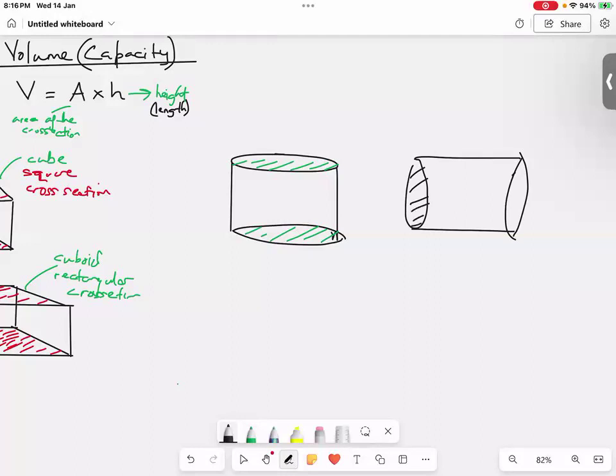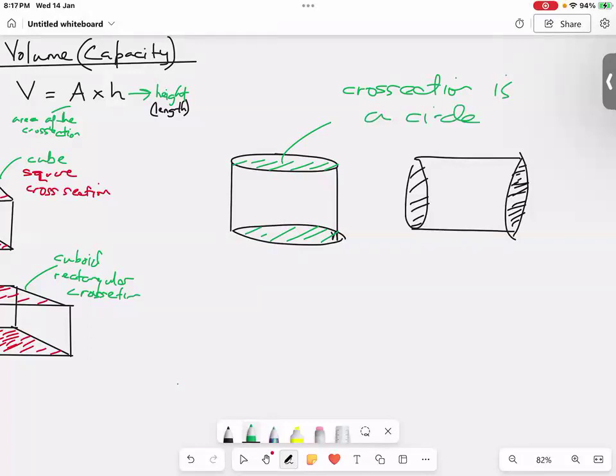The point is that when it comes to the cross section of a solid, there has to be two of them. There has to be two identical shapes. So in this case, for that cylinder, it's at the side and the side. So why do we call this a cylinder? Well, we call it a cylinder simply because the cross section is a circle. So that's why it's called a cylinder.